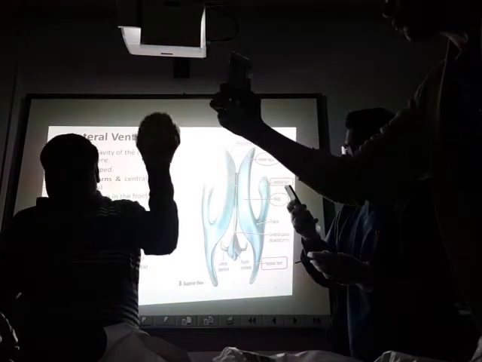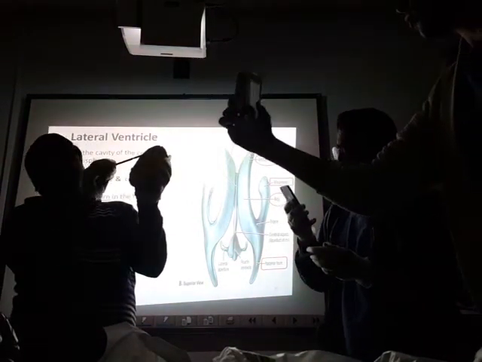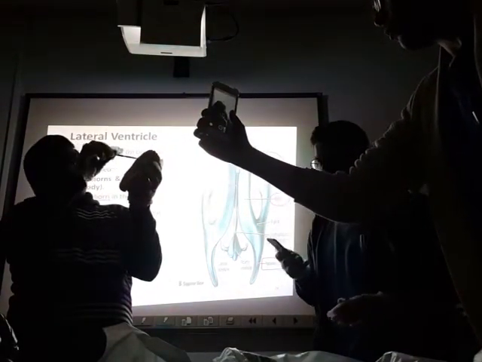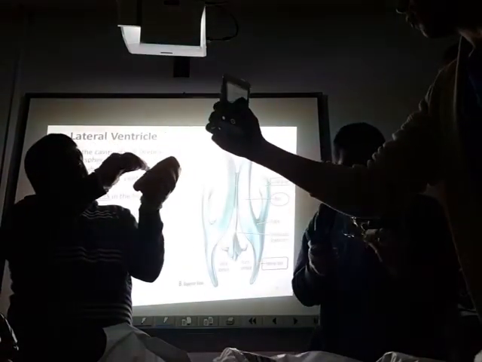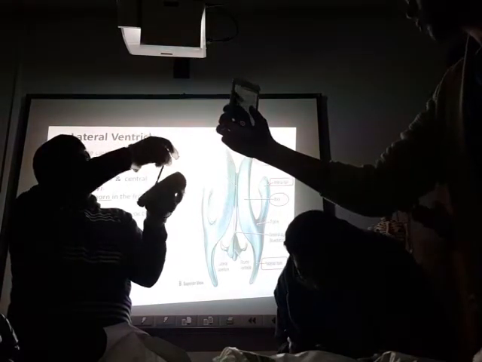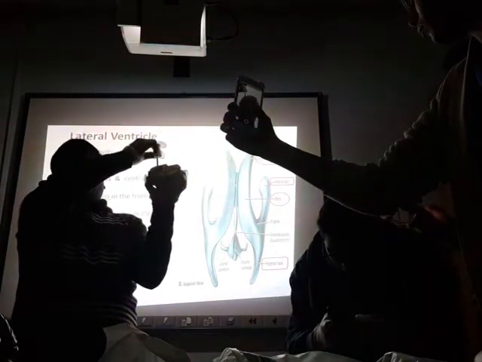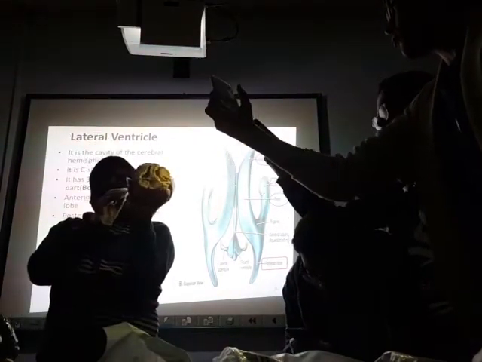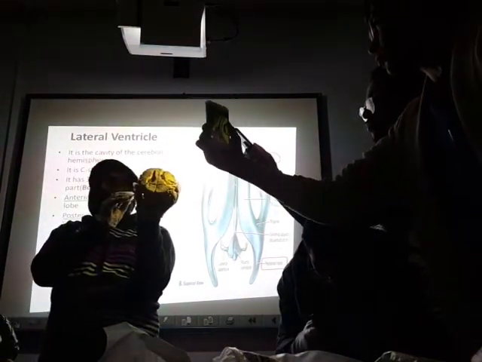See here, this is the anterior horn. This probe is going deep. This all is the cavity inside. This is the body part. If you go even behind, it is going into the occipital lobe. This is the posterior horn. Even if you go down, it will go into the temporal lobe. That is the inferior horn.